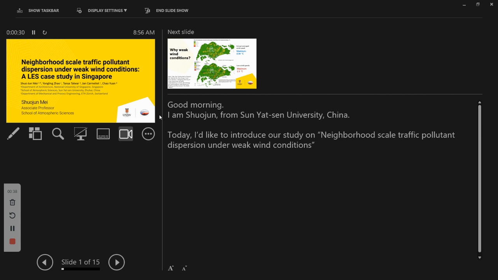Today, I'd like to introduce our study on neighborhood scale traffic pollutant dispersion under weak wind conditions.